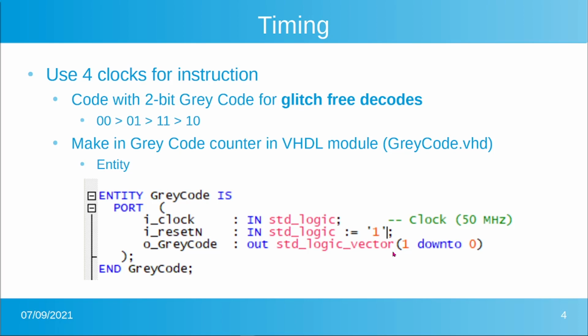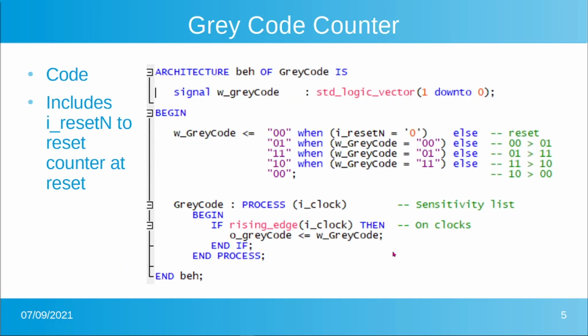So let's take a look at the implementation of it. It's a pretty simple implementation, including the reset. If reset is low, we're using N for active low here, then the gray code goes to 0. Otherwise, if the gray code is 0, 0, go to 0, 1. If it's 0, 1, go to 1, 1. If it's 1, 1, go to 1, 0. And back to 0 again at the end. So we don't need that extra when, because it's the only thing that's left.